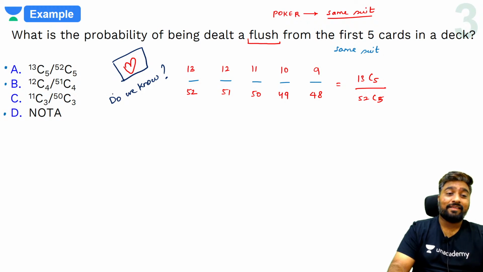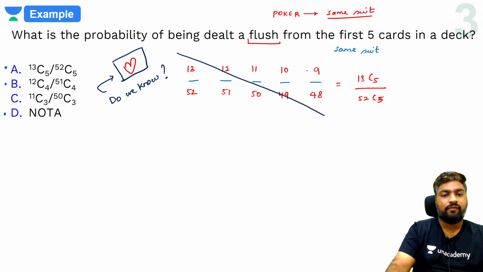I'm asking, do we know if the card should be hearts? No, so we don't know, right? That basically means this one gets flawed. इसमें flaw है, right?